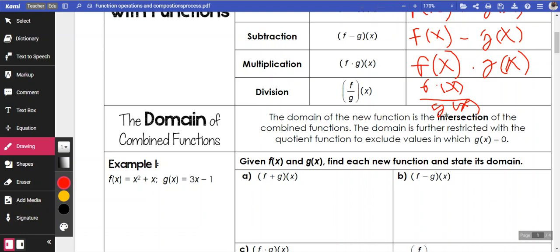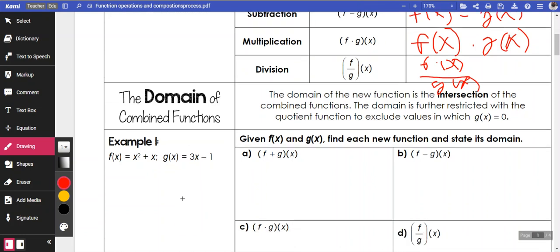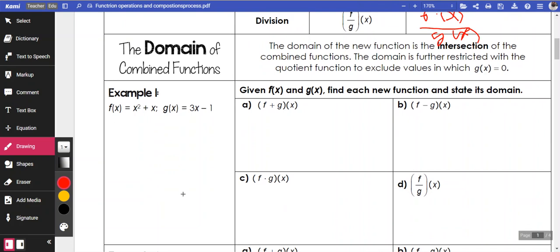If you look at the first example here, x squared plus x is f of x, and the g of x function is that linear guy right there. And they want us to do all the operations with it. So I'm going to do this with you real quick, and then you will probably have to do example 2 on your own, and I'll do example 3. We'll alternate a little bit. You'll pause the video and whatnot.